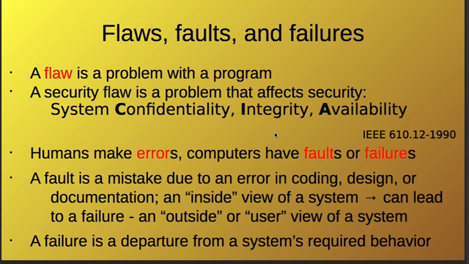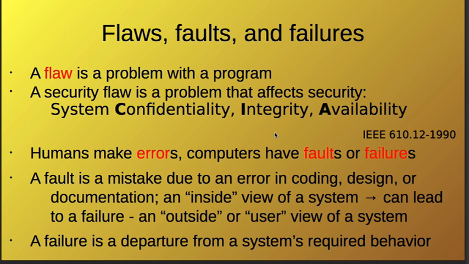So humans make errors. Computers actually don't make errors. They do exactly what we tell them to do. It's kind of hard to believe, but that's actually what happens. Computers actually have faults or failures. And a fault is not an error. A fault is a mistake due to an error in coding, design, or documentation.